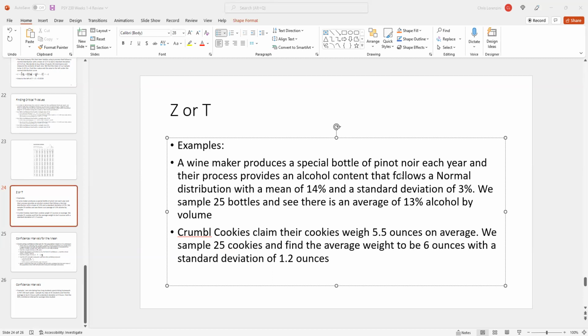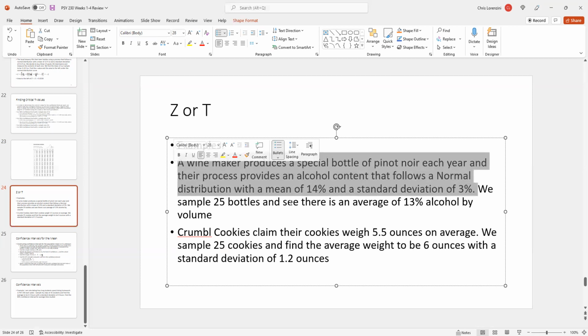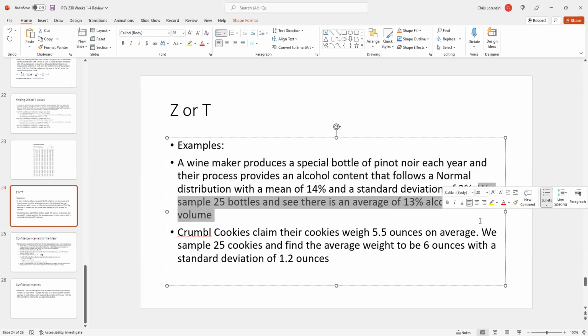If we take a look at this, the winemaker produces a bottle and their process provides something that follows a normal distribution with a mean and a standard deviation, right? So this information is related to the population of all Pinot Noir bottles made by this winemaker. The sample we're looking at is just the 25 bottles, which has a different mean, 13%. And I didn't give you a standard deviation related to the sample.